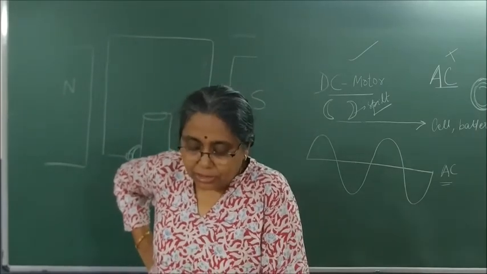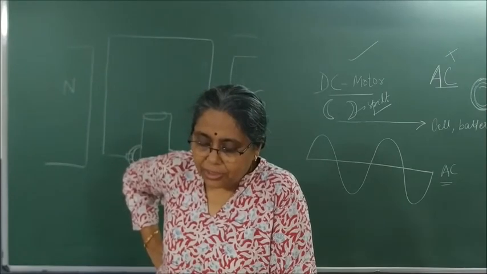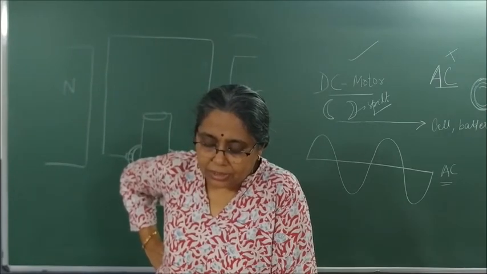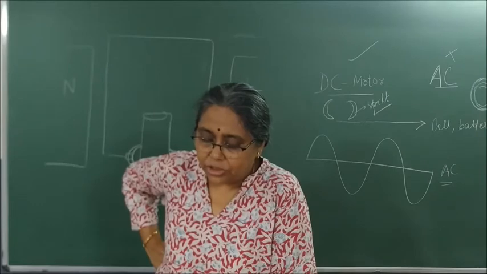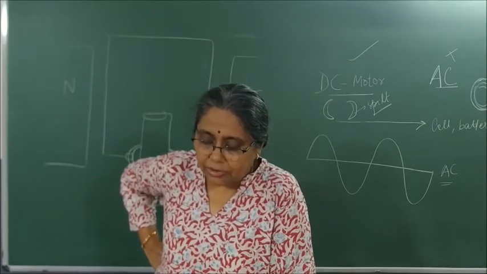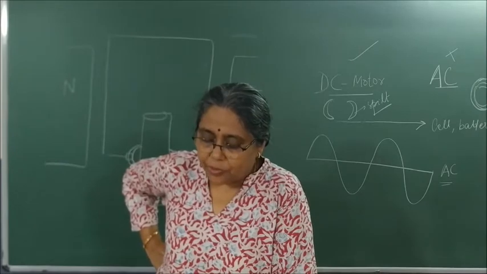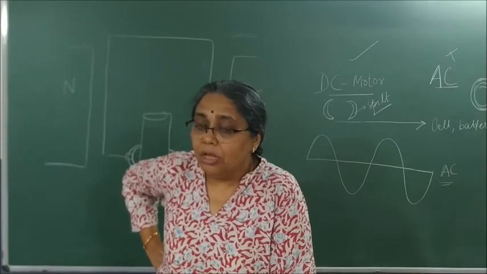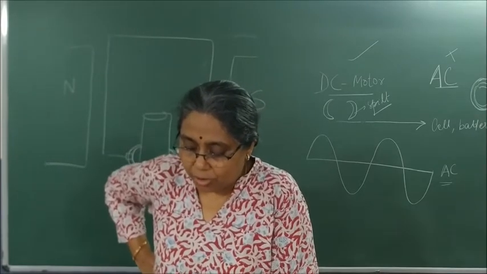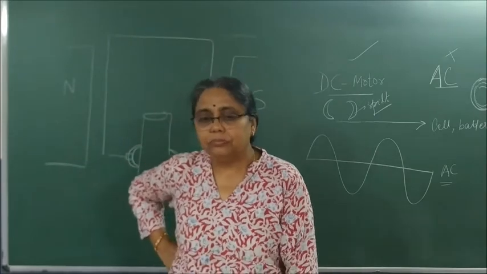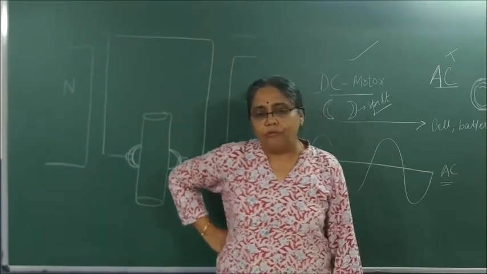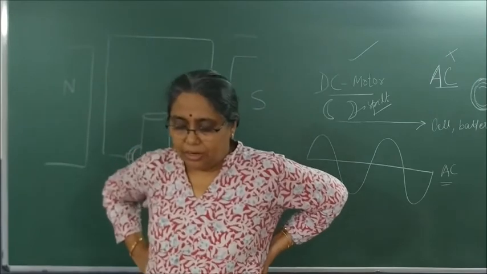Okay, then come to the last paragraph. The difference between the direct and alternating current is that the direct current always flows in one direction, whereas the alternating current reverses its direction periodically. Most power stations constructed produce AC current. Write it down. Source of DC current is cell or a battery.